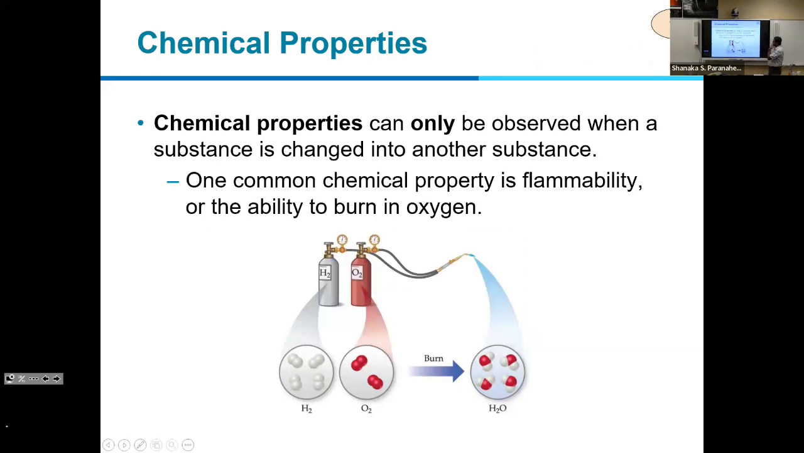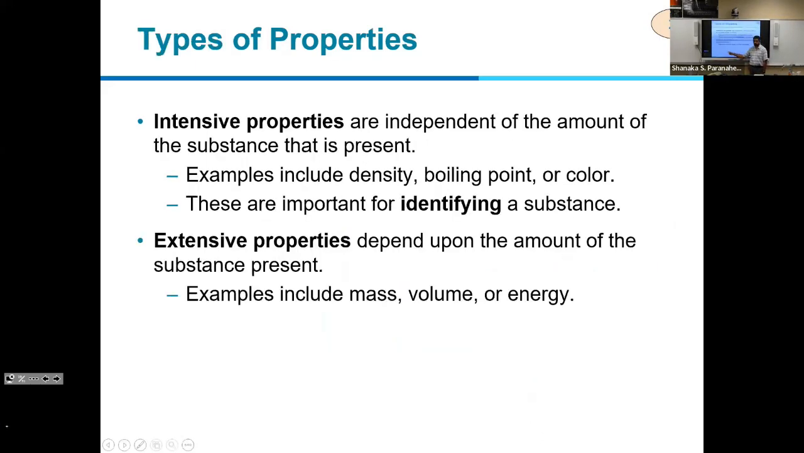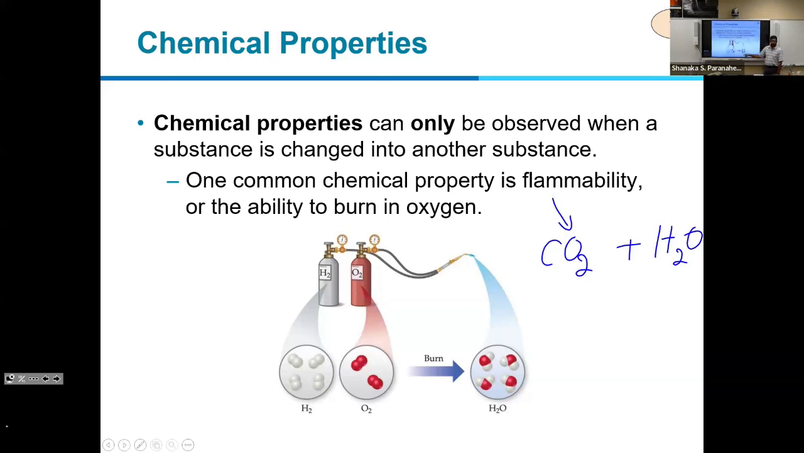Chemical properties can only be observed when a substance is changed into another substance. One common chemical property is flammability, or the ability to burn in oxygen. During combustion, most of the time it produces carbon dioxide during complete combustion, and water vapor, which is steam, or maybe carbon monoxide. Another example of a chemical reaction: hydrogen and oxygen under certain conditions can produce water. Hydrogen and oxygen have a different arrangement of atoms than water, so it's changing composition.